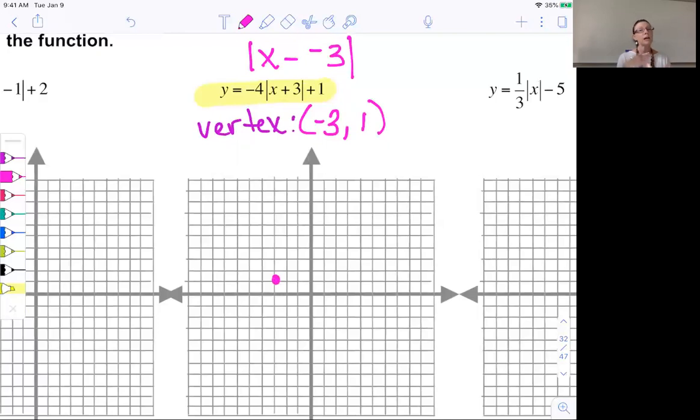So when you see a plus inside, that is really saying x minus, because the general equation is x minus. And then the -3, because the plus really could be two negative values multiplied together.